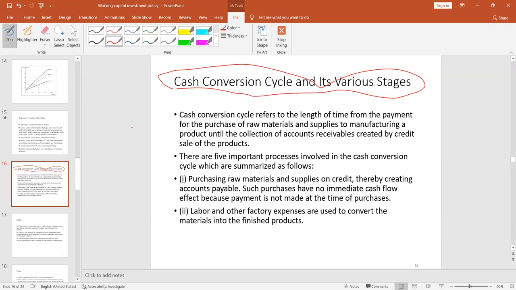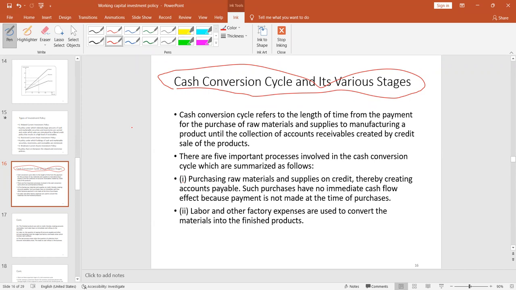Number two, labor and other factory expenses are used to convert the materials into the finished products. So you see that I have mentioned one is payables, one is receivables. In between, you need more time. You need some time to convert those raw materials to finished goods. And in this time, you have to pay wages, salaries, rent and other expenses as well.